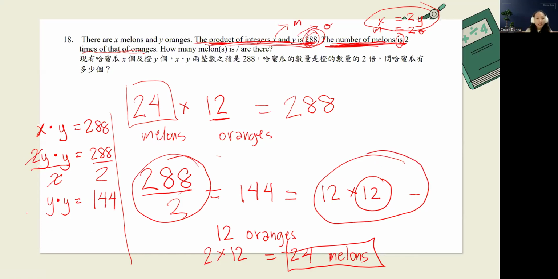That will result to 144. And that number is 12. This is that process right here. So y must be equal to 12. All right? Remember, y is the number of oranges. So you have 12 oranges. And from our statement that x is equal to 2y, so you know that our melons is twice our y, which is 12. 2 times 12 is 24. So 24 melons in all.